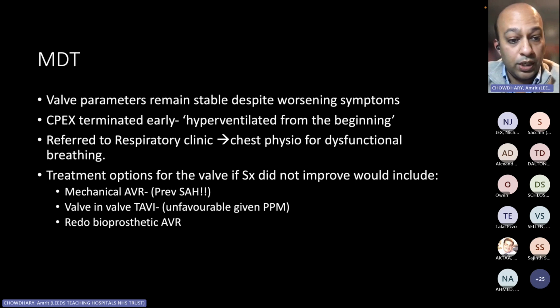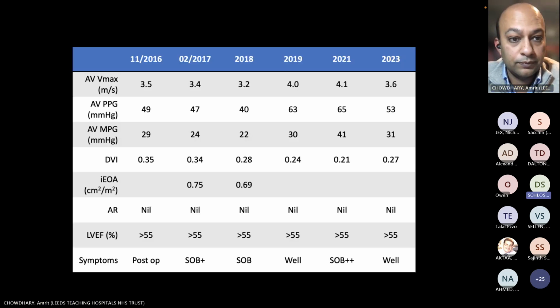And in the MDT, there were just 3 options proposed if her symptoms did not improve. One was a mechanical AVR, but we'd have to keep in mind that she had a previous subarachnoid hemorrhage. The other one was a valve-in-valve TAVI. However, this was felt to be unfavorable given the prosthesis patient mismatch, or whether she just went on to have a redo bioprosthetic AVR. Just Amrit, a brief comment about that.